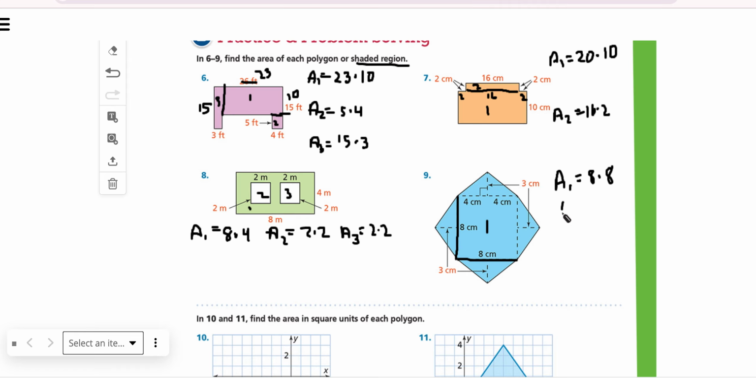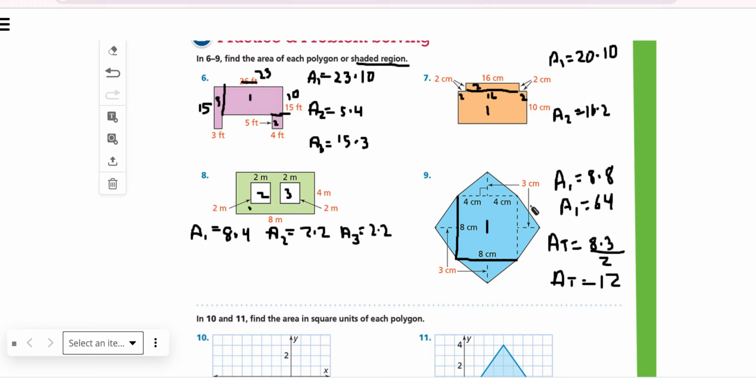8 times 8 is 64. So I'm going to finish this one for you. So I have the big one here. Then one triangle will be base times height divided by 2. So I'm going to put area of T. T means triangle. So it's going to be base is 8 times height is 3 and then divided by 2. So the area of the triangle is equal to 8 times 3 is 24. 24 divided by 2 is 12. So one triangle is 12.